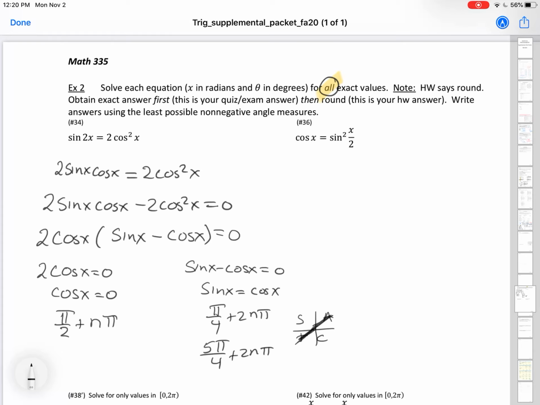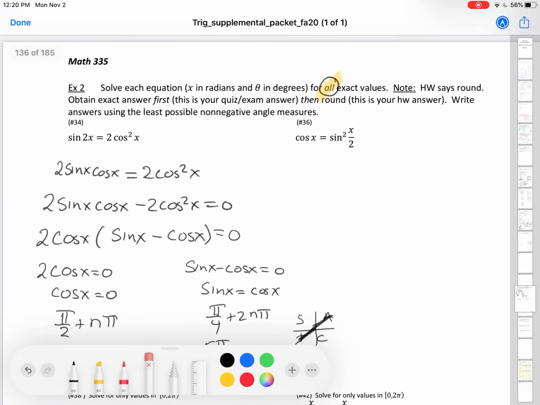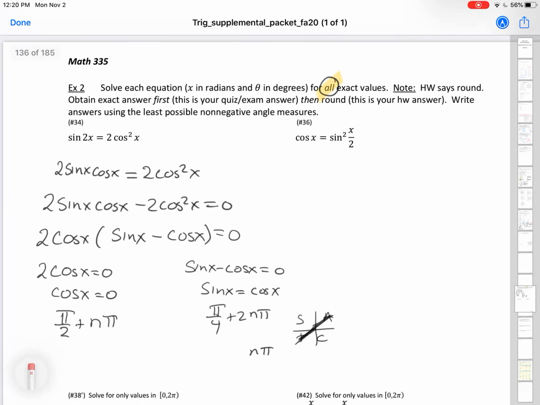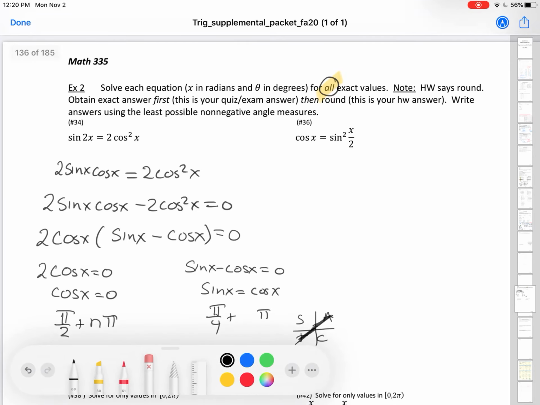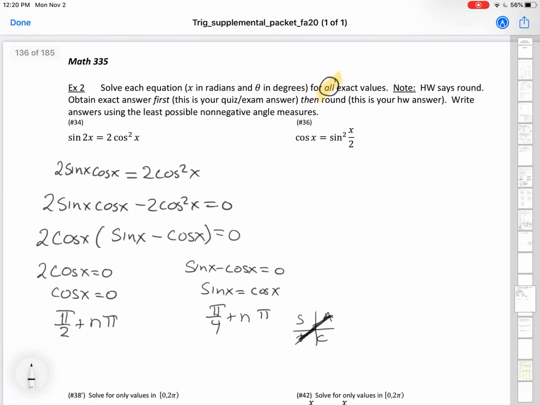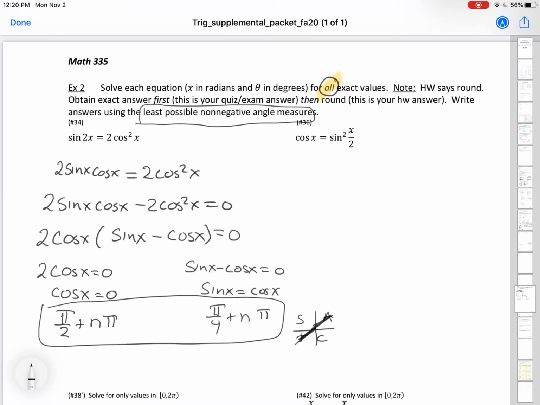So because they wanted it where they were both equal, that happens in the first and third, we can get by with just 1. So we're going to erase this 5 pi over 4. We're going to erase the 2. And it's just happening every n pi. That'll do it for us. So that is what they mean by the least possible non-negative angle measures. Done. Those two right there would produce every time that equation is solved.